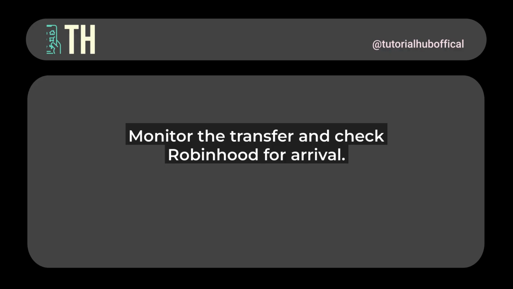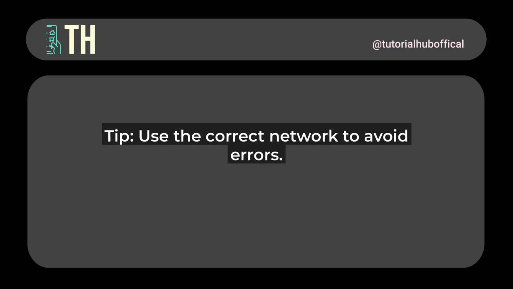A quick tip. Always use the correct network for USDC, like ERC20 on Ethereum, to match what Robinhood supports. If you run into issues, check the transaction status on a blockchain explorer. There you have it. Sending USDC from Coinbase to Robinhood is straightforward and efficient.